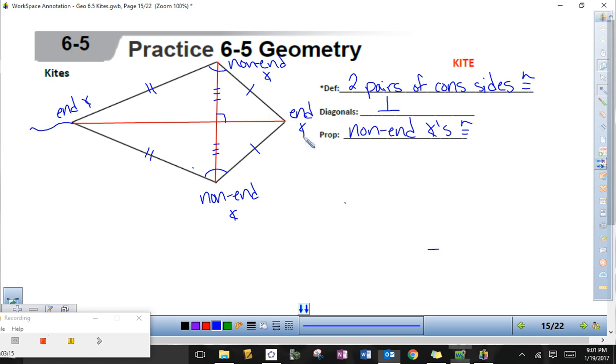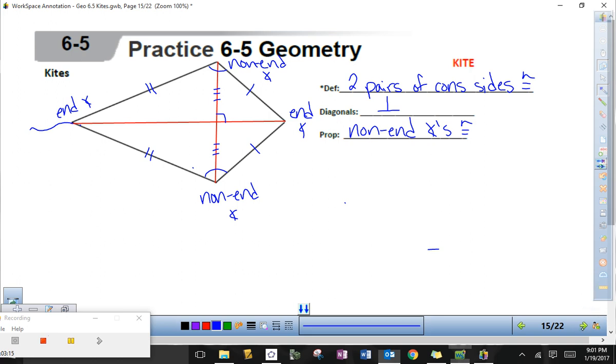Now, another way to think of ends or non-ends: the ends are where the two congruent sides meet. Notice this vertex is formed by the congruent sides. Same way with this one, the two congruent sides form the end. That works if you don't want to draw the string on your kite.